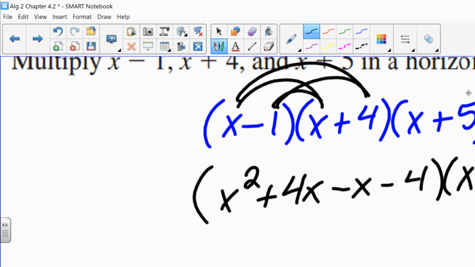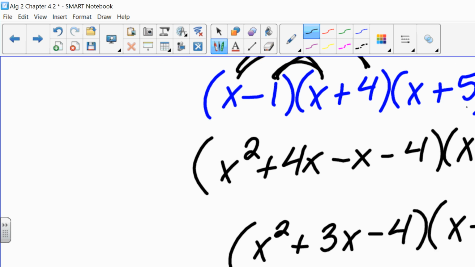Now at this point here, we would combine our like terms. So 4x minus x, which would be plus 3x minus 4. Because if we can simplify at any point when we're doing our multiplication of more than one set of terms or polynomial expressions, it will be helpful because it will decrease the overall amount of numbers that we have.